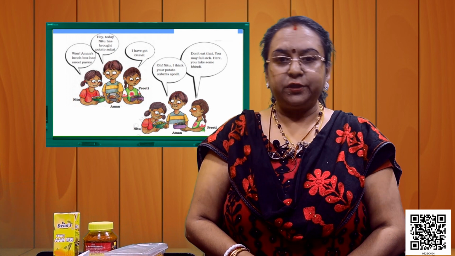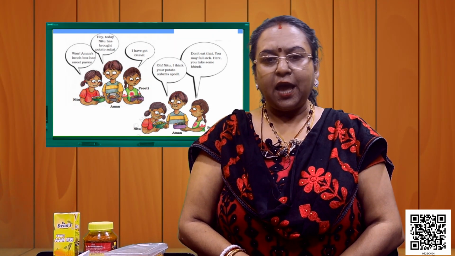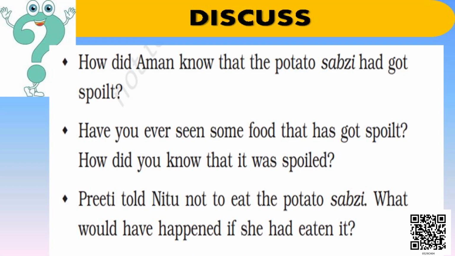How did Aman know that the potato sabji had got spoiled? Have you ever seen food that has got spoiled? How did you know that it was spoiled? Then Preeti told Neetu not to eat that potato sabji. What would have happened if she had eaten it? So these are the questions; you can find the answers from the picture.